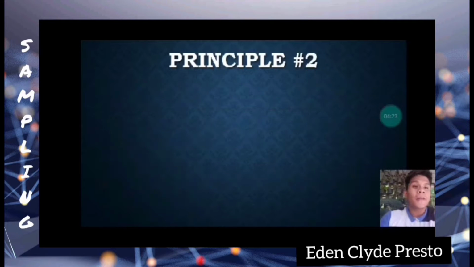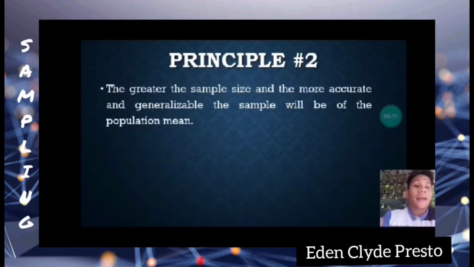Next is principle number 2. The greater the sample size, the more accurate and generalizable the sample will be of the population mean.